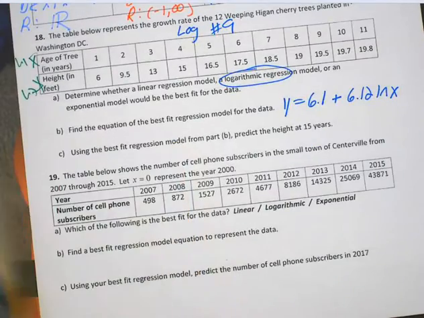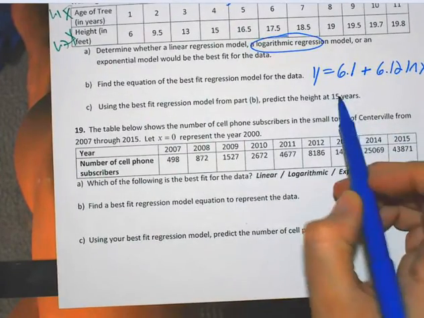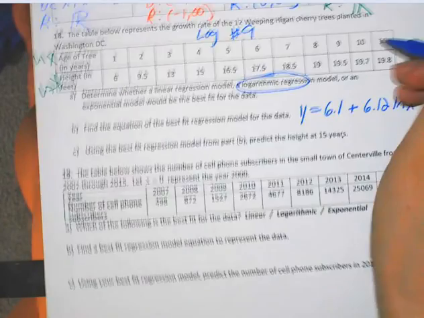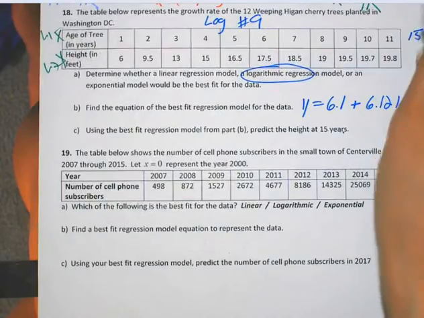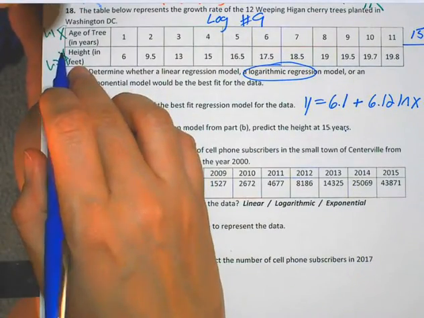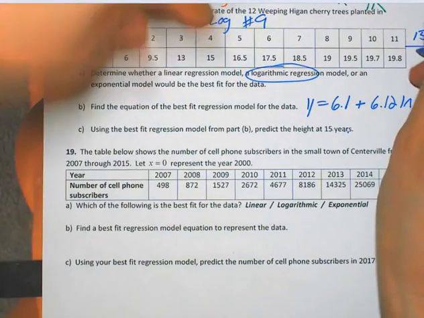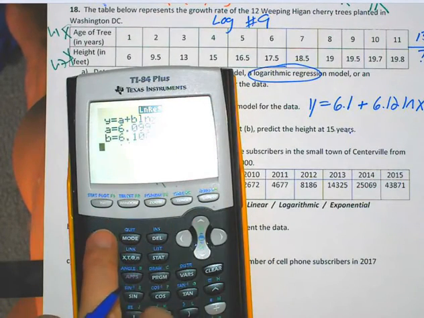Now, let's look at the next question. Using the best fit regression model in part B, predict the height after 15 years. So notice that my data ends here at 11. So I want to know what happens at 15. So at 15, this is an x value here. So I want to know what my y value is. So I'm going to go back to my graph.